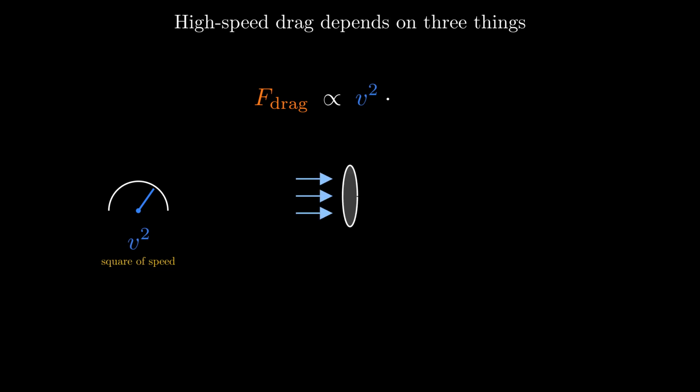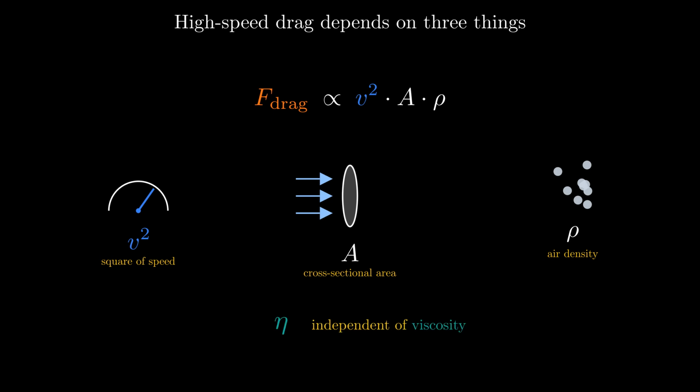Start with the fast case, objects moving rapidly through air. Experiment shows the resistive force is roughly proportional to three things: the square of the speed, the cross-sectional area the object presents to the flow, and the density of the air. Notably, at these speeds, the drag does not depend on the air's viscosity at all. Viscosity simply does not matter when things move fast.